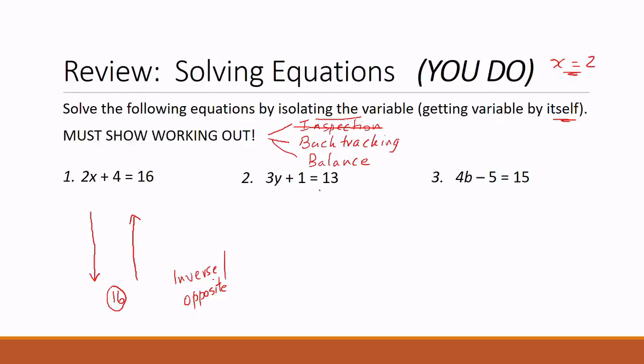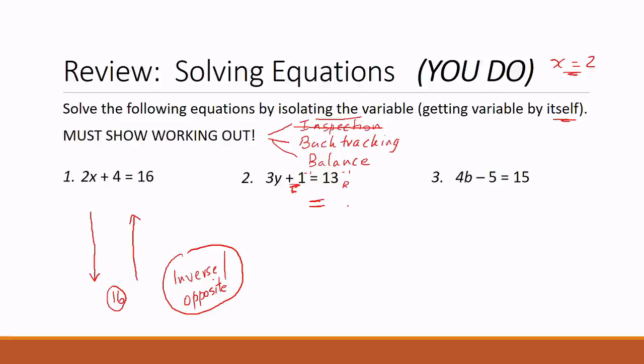Similar idea for the balance method, except the balance method actually asked us to keep our equation, both the left-hand side and the right-hand side, in balance by doing the same thing to both sides. And again, the same thing as the opposite or inverse operations. So for instance, if you wanted to do the opposite of plus 1, you would take away 1. And you'd take away 1 from both sides. That would keep your equation in balance.